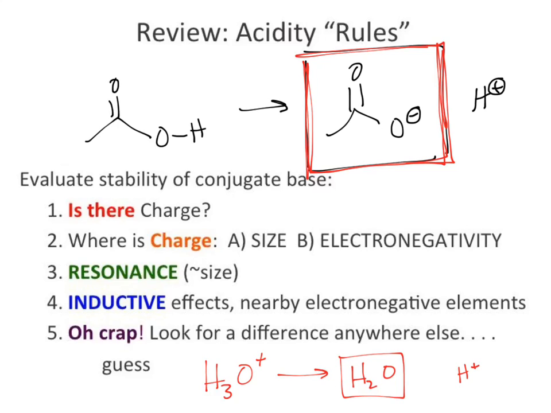The next part is looking at where that charge is located. There are two things to evaluate when you're doing that. You're looking at size and electronegativity. Size will trump electronegativity. So let's take a look at another couple examples. If we wanted to look at the acidity of NH3 versus H2O.